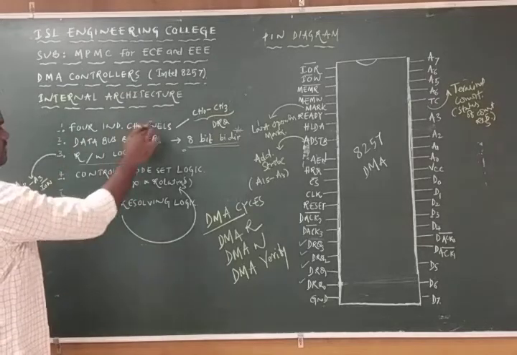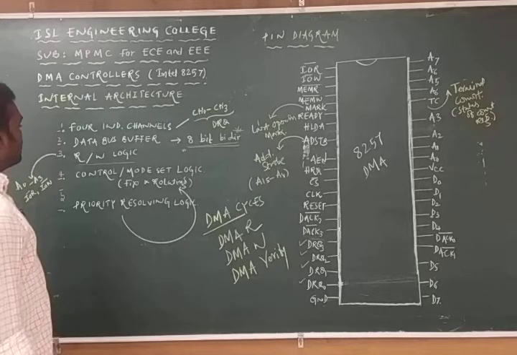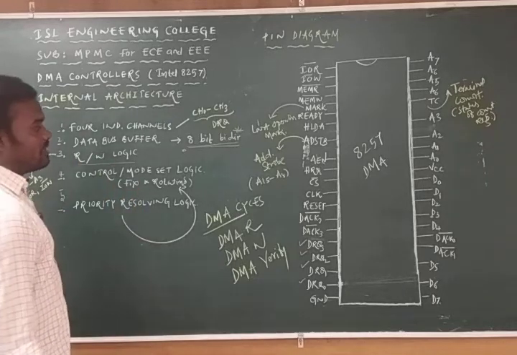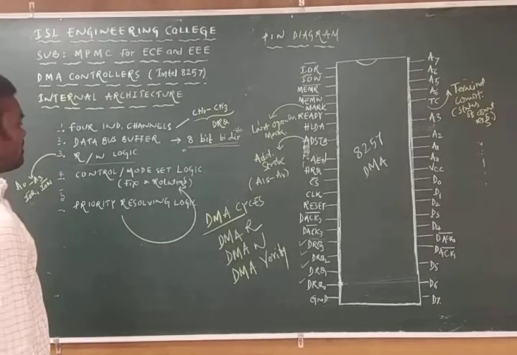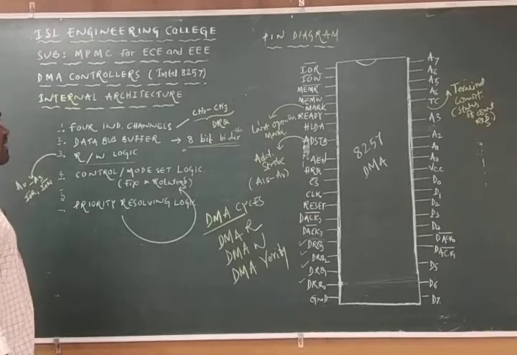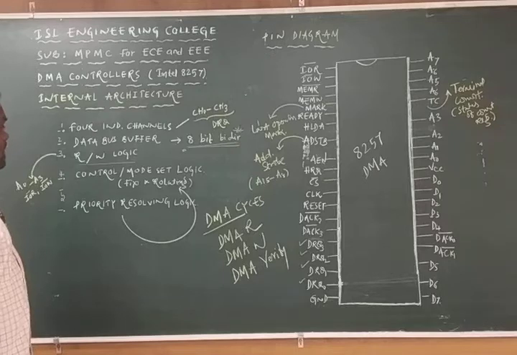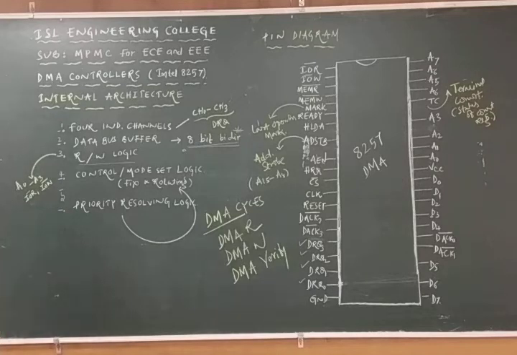First one is the 4 channels, so that each channel can be interfaced with one input output device. Second one is the data bus buffer. That means it is an 8-bit bidirectional data bus, so that it can read 8 bits of data at a time, or it can write 8 bits of data into any memory location of that 1 megabyte of memory, so that it can perform the read and write operation, which is looked after by the read and write logic. Next one is the control or mode set logic.